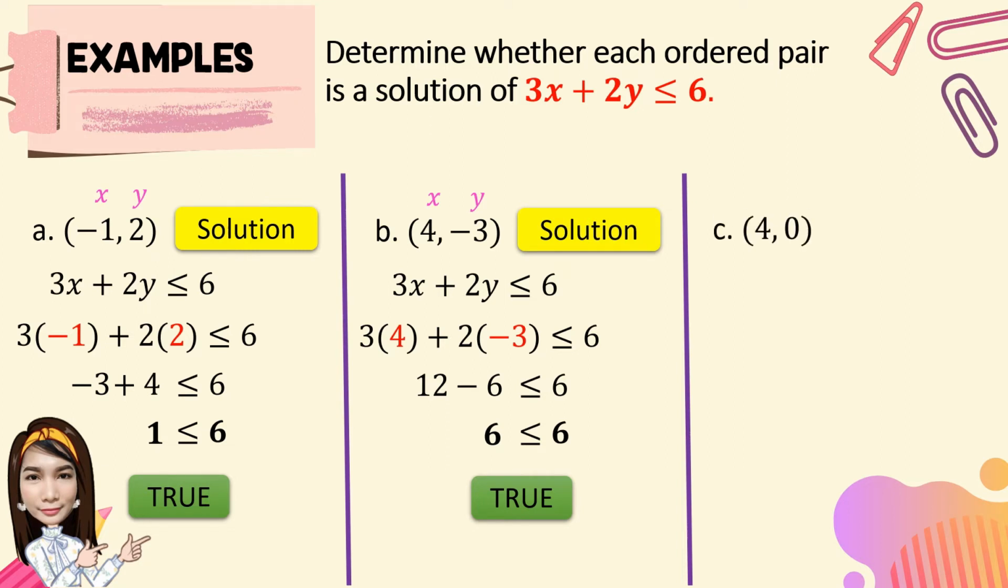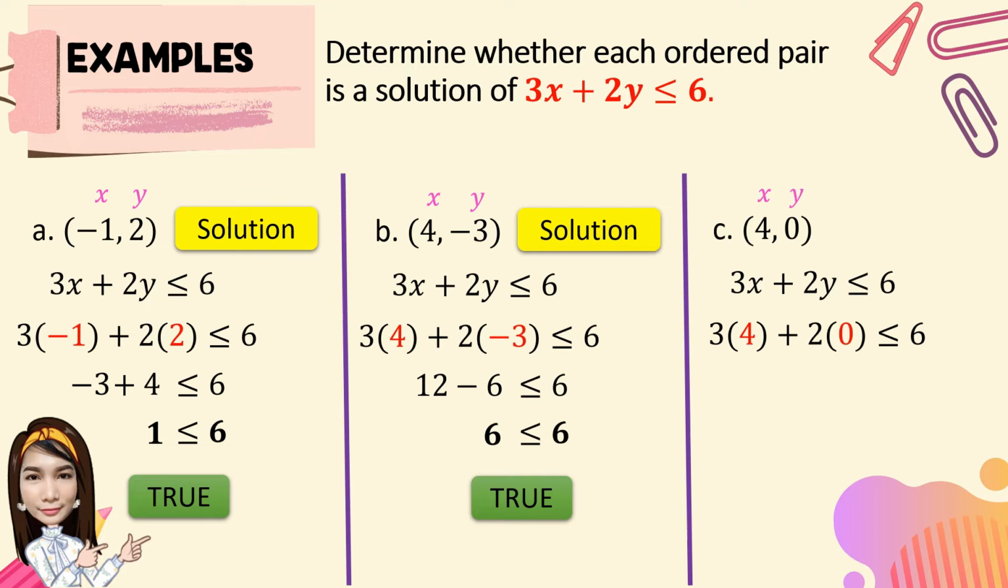And for the last, for letter C, we have (4, 0). We're going to label the x is 4 and the y is 0. Then write the linear inequality 3x + 2y ≤ 6. Then apply substitution. We're going to replace the values of x and y. So we have 3 times the value of x, which is 4, plus 2 times the value of y, which is 0, is less than or equal to 6.